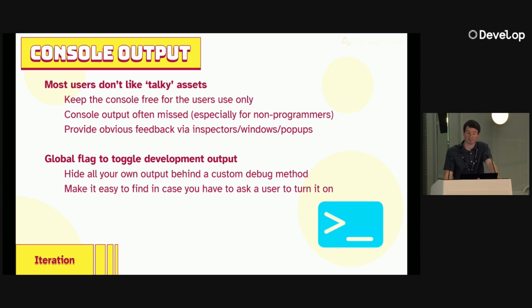Programmers will want it clean. Other non-technical users will ignore it. If there is something that you really need users to see, then put it in your UI directly somewhere else, be that an inspector or a window or a pop-up or something like that. Other than that, I generally think that it's polite to leave the console quiet. It's simple to set up an internal debug function and then just have a global flag to toggle whether that's on or off, rather than having to strip out your debug logging every time you're about to do a release.